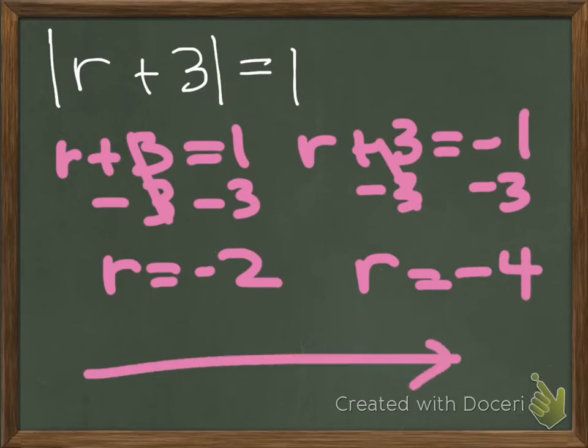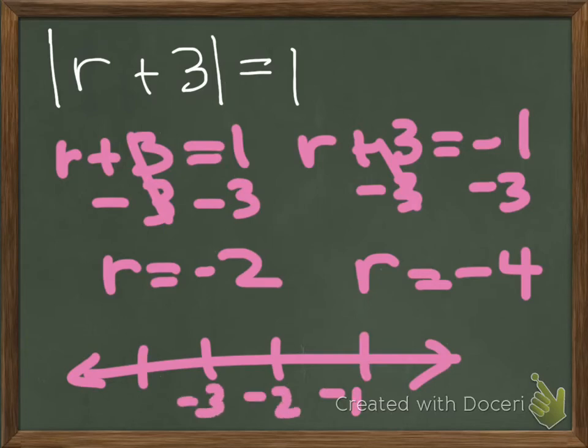And again, we have our number line. We graph by putting a point at each, negative 2 and negative 4.